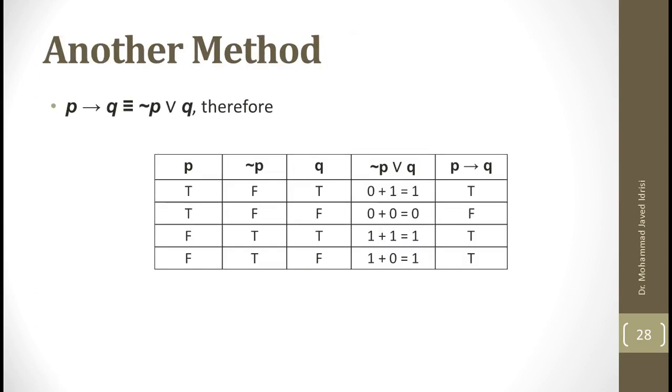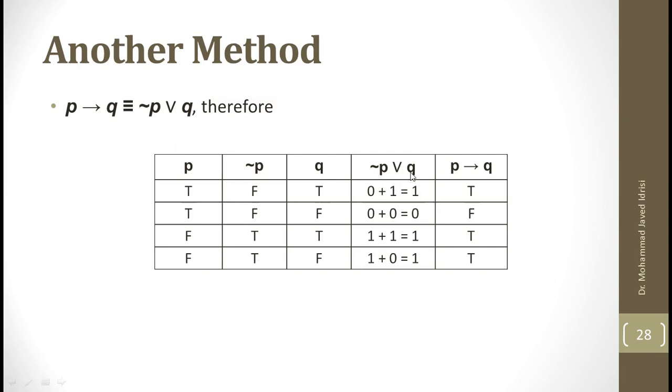This is another method to find the truth table of implication logic. P implies Q is equivalent to negation of P or Q. So if P is given, we can easily find out the negation of P. If P is true, negation of P is false. If P is false, negation of P is true. Now find out negation of P or Q.